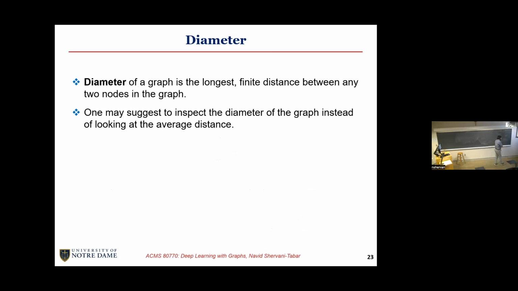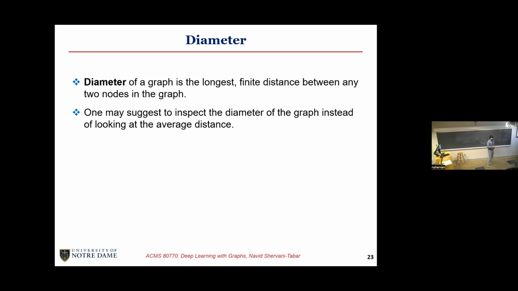Now, some people might say that maybe the diameter of the graph is a better indicator to characterize the structure of the graph. Now, what is a diameter? Diameter is the longest path that connects any two nodes in the graph. So you look at all the i,j pairs, and the maximum of that is going to give you the diameter of that graph, the longest path, right? So the longest shortest path, basically.